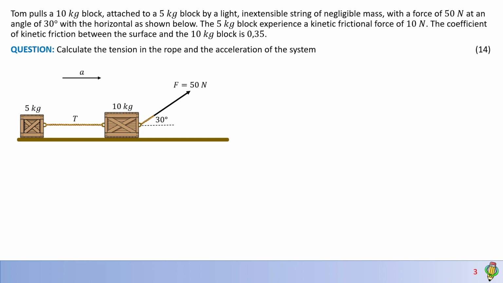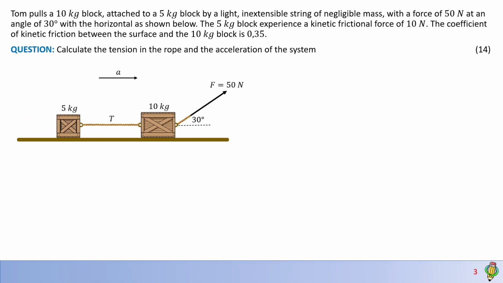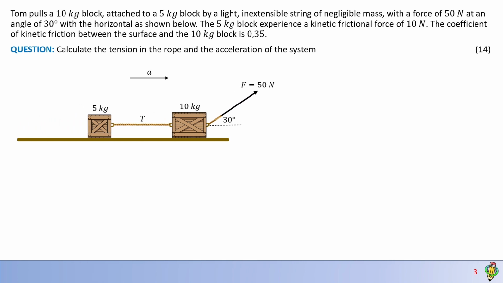Make sure you note down all the given data. Make sure you translate all the given data in your diagram and on your free body diagram. Okay, so the first thing we want to do, I want to show you how this is going to look. So we are pulling at 50 Newton on the 10 kg box, which is attached by a rope that is not allowed to extend to a 5 kg block. So these two objects are going to have the same acceleration.